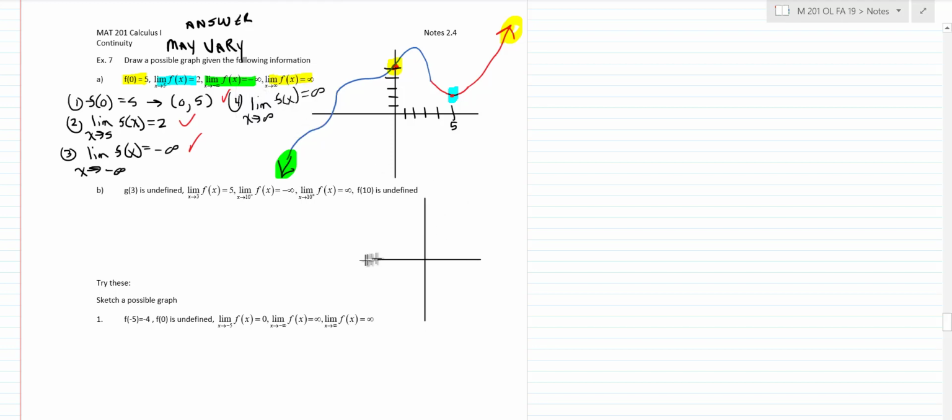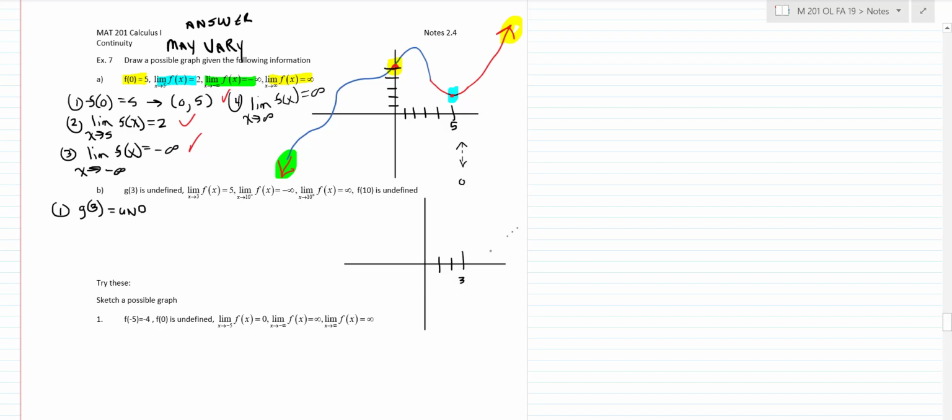So let's see. Next one, let's put a picture on this one, then we'll approach this one the same way. And sometimes you have to think about them a little bit more. The first statement on this one is that f is undefined at x equals 3. So when x is 3, there are several possibilities. You could have a bubble. You might even have an asymptote. So I'm not going to put anything there yet.